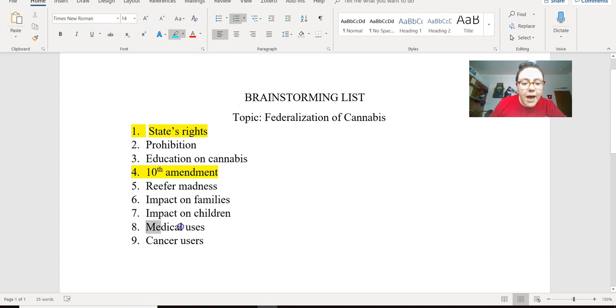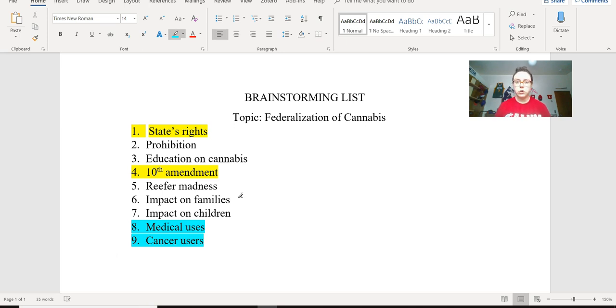Okay, let's talk about medical use and cancer, medical uses and cancer uses. So we can see that cancer uses might fall under the umbrella of medical uses, right? So we can combine them to say, okay, medical uses and cancer uses of cannabis or marijuana. And so we can start to see how we can combine these terms.